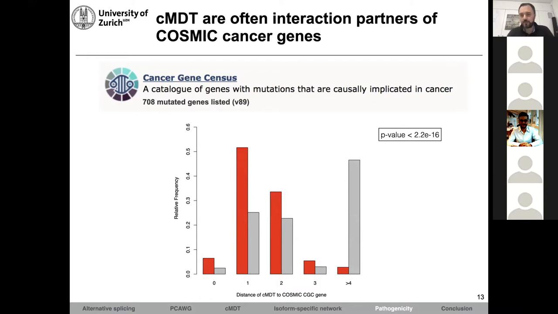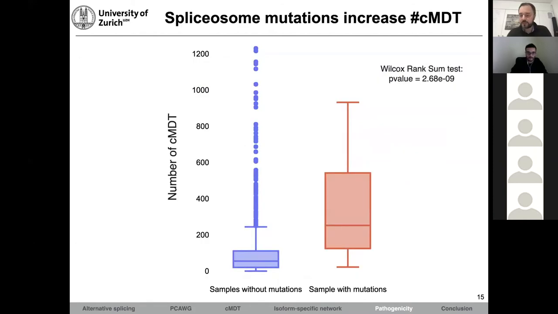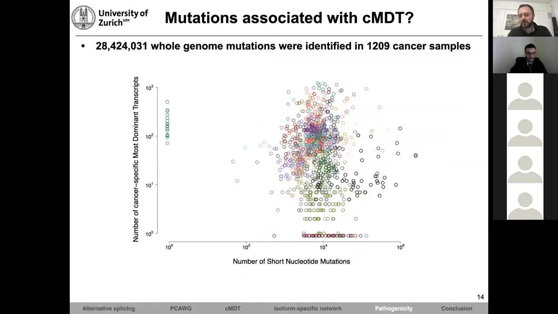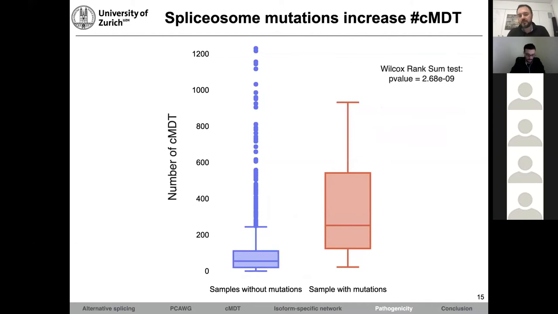Yes, so for the genes with a CMDT, we measure the distance to known cancer-related genes, and those cancer-related genes came from COSMIC. You can see that most of the CMDTs are either interaction partners or interaction partners of interaction partners. So they're really related compared to a random selection of proteins. Unfortunately, mutations didn't correlate much with alternative splicing. But we saw an enrichment in CMDTs if you had a mutation in the spliceosome, as you can see here on the right.